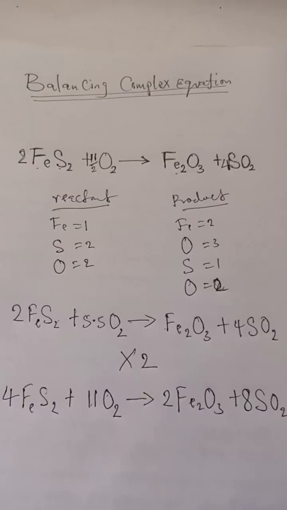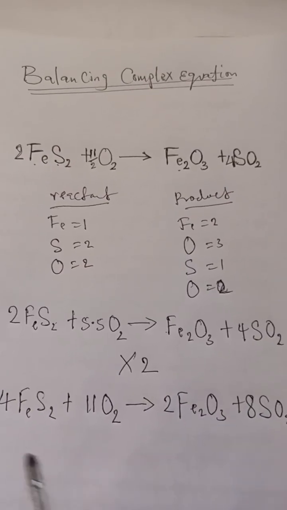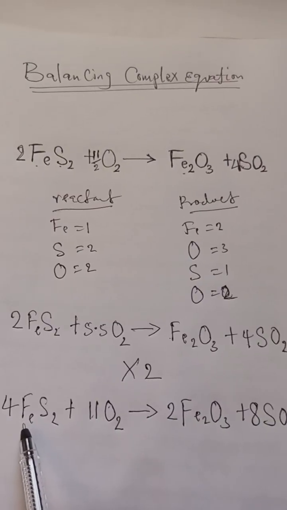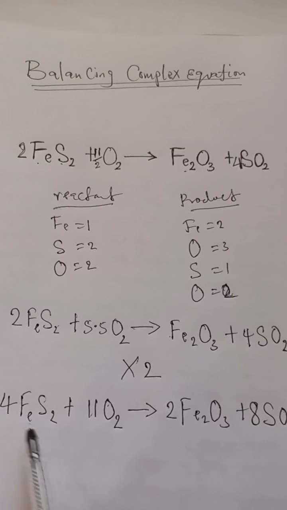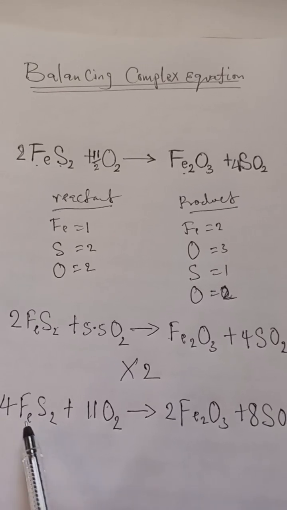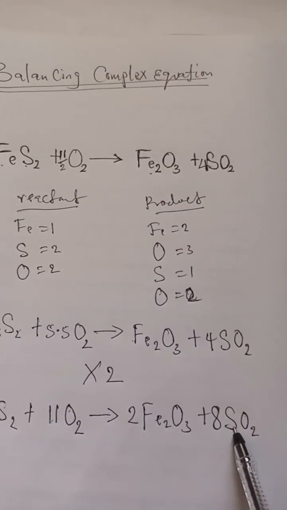All right, starting with the iron. Iron is 2 times 2, iron is 4 here, iron is 4 here. All right, so iron is balanced. Let's check sulfur. Sulfur is 4 times 2, sulfur is 8 now. Let's check here, sulfur is 8 here.